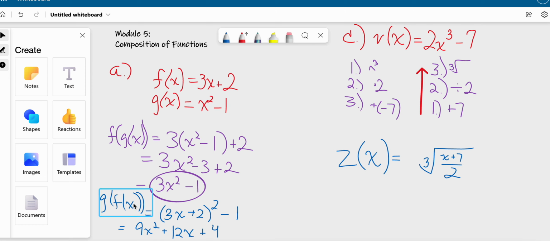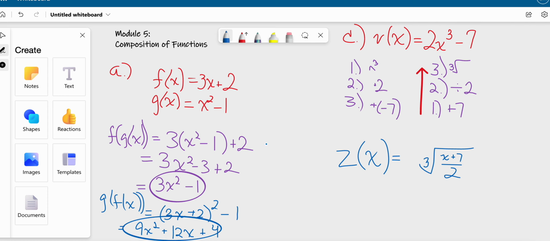Same thing for g of f of x. I took the g of x function and then took this whole thing, the 3x plus 2, and plugged it in for x. So a little bit of factoring had to go into play there, but I just wrote out what the answer came out to. There were definitely some different answers there for both of them.